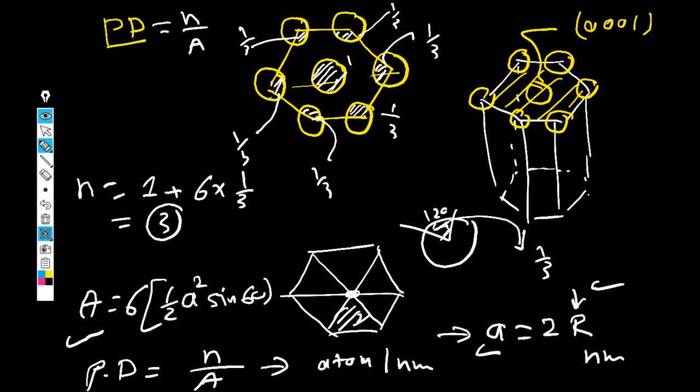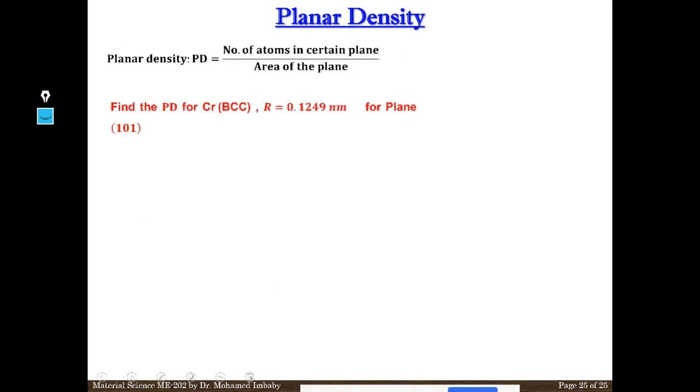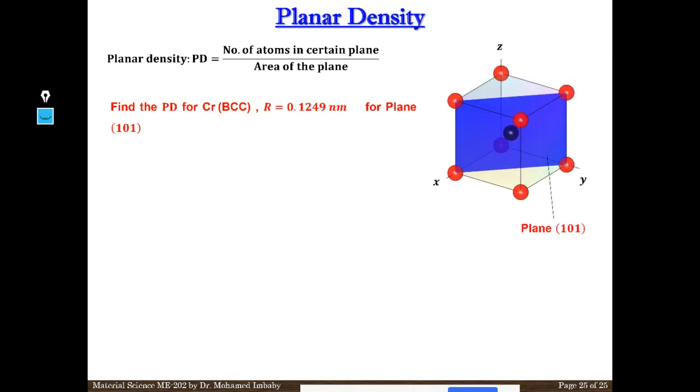Can you continue at home and find the value? Yes. Square. Sure. Is that clear? Yes, clear. We take the square of nanometer, isn't it? Yeah, of course. Okay, area squared. This is something multiplied with A squared, right? Yes. So the planar density is very easy to get and to capture. Number of atoms in a certain plane divided by the area of the plane. You can get it like this.